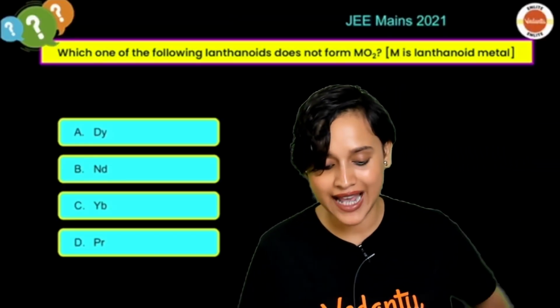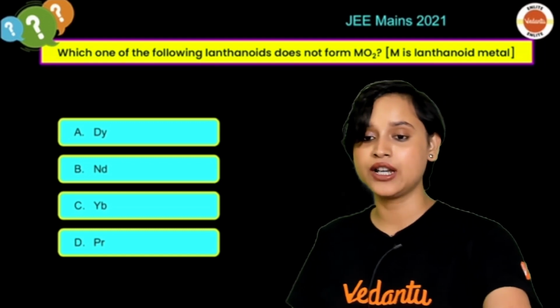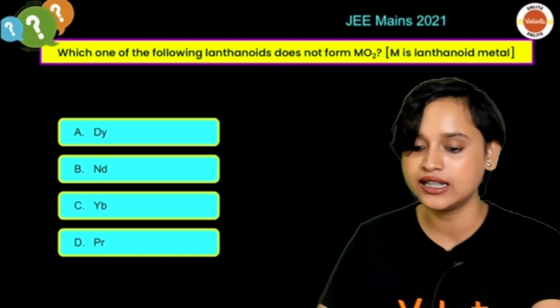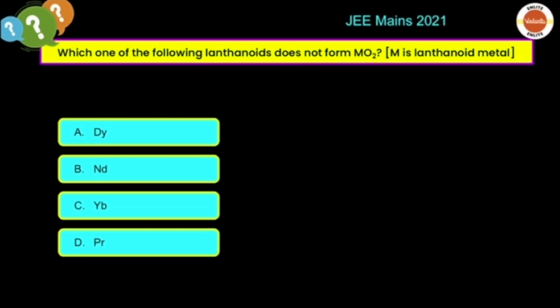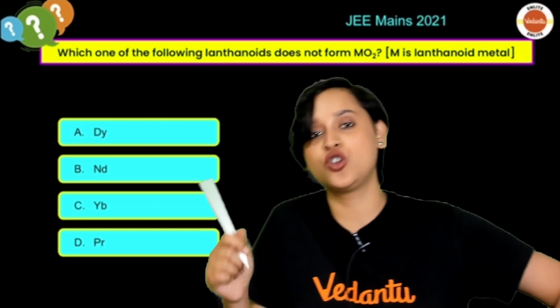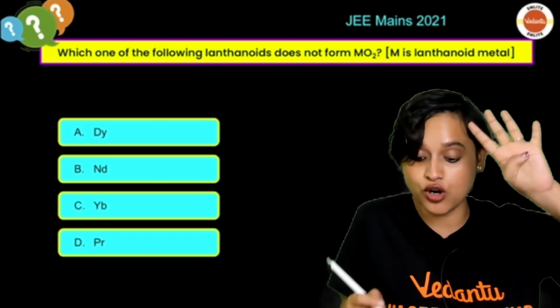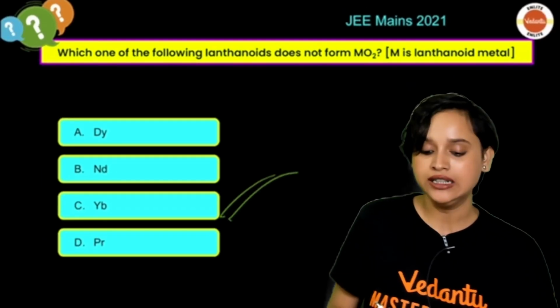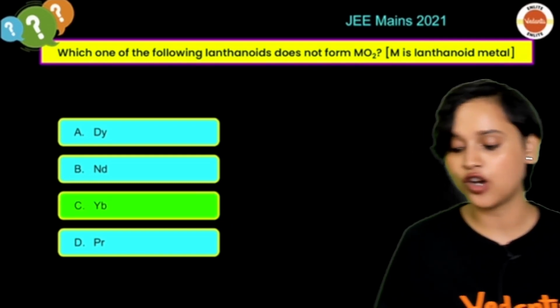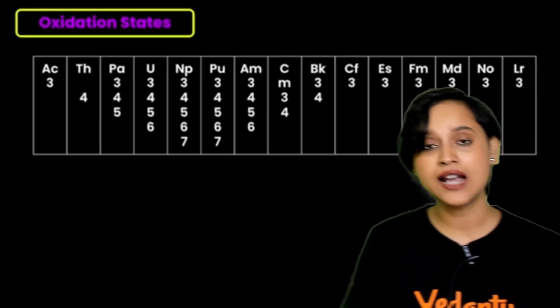Moving on, next question, everybody take a look at it. Which one of the following lanthanoids does not form MO2? For MO2, we only spoke about 4 of them, right? Ytterbium will not form MO2. Option C is the correct answer.